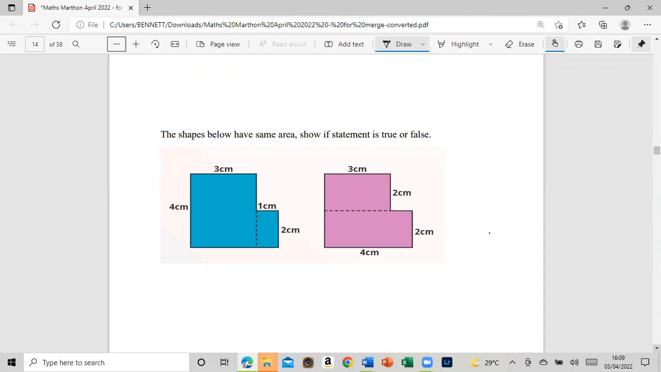All right. What you guys got? Is it the same area for both shapes? Yes, sir. What's the area for the blue versus the purple? There are 14 for both. Both of them are 14? 3 times 2 and 4 times 2. So one is 6 for the pink purple and 8, and you add them, you get 14. And 3 times 4 and 1 times 2, 12 plus 2, you get 14. They are the same. Okay, because they said show if the statement is true or false, all right?